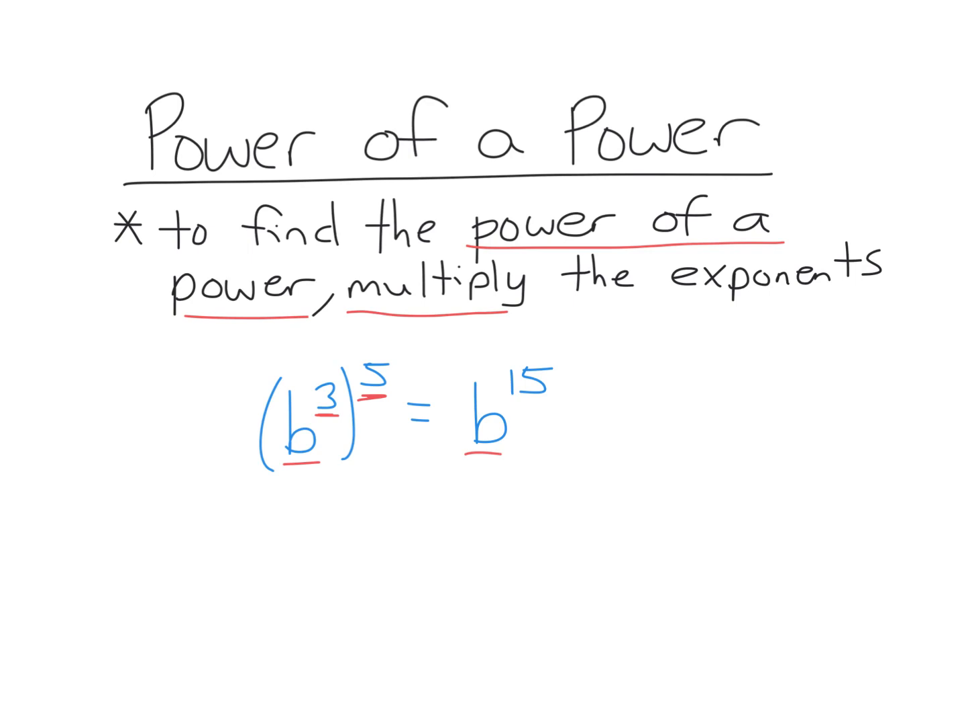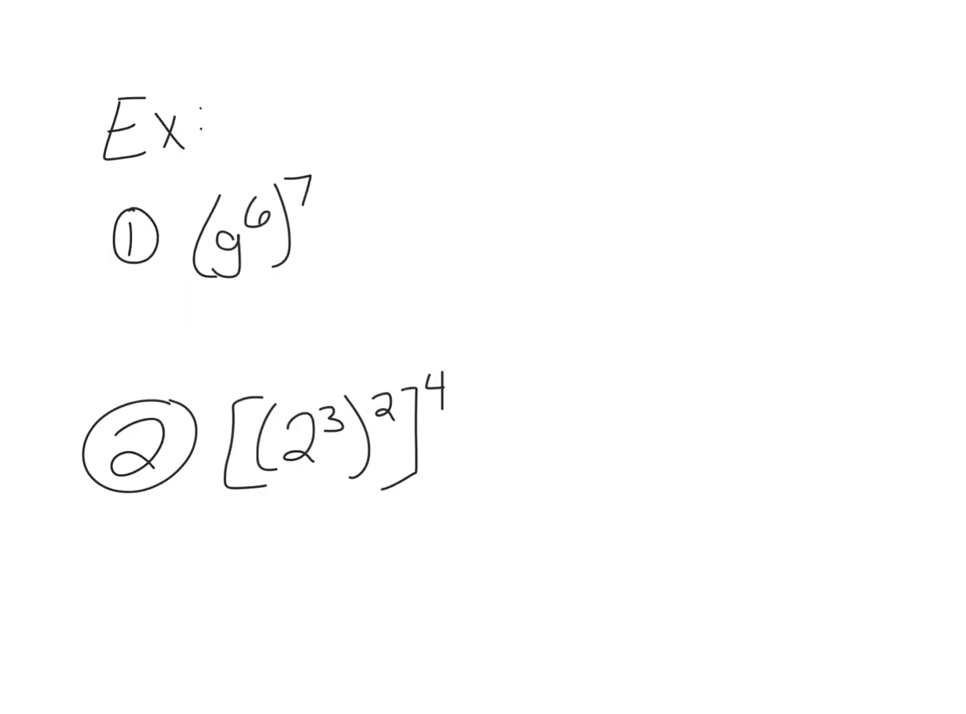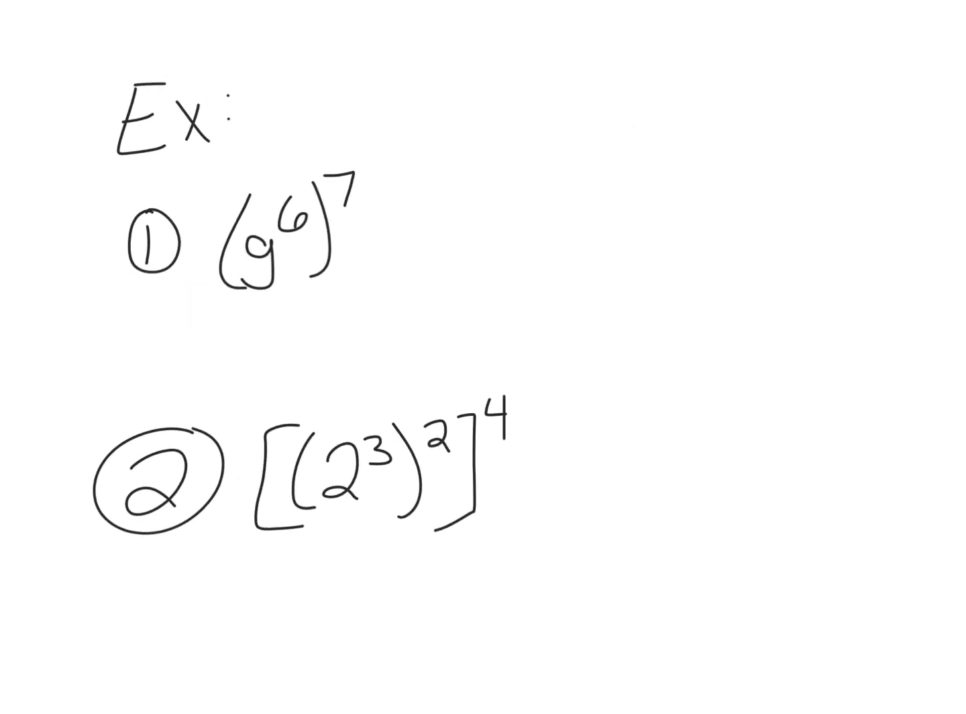Okay, can I move on? All right. So looking at this example on number 1, what is my base? G. So I keep my base, and then since we have a power right next to another power, what do we do with the exponents? Multiply 6 times 7, 42. And then that's it.